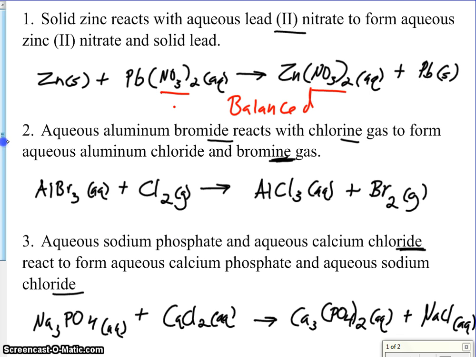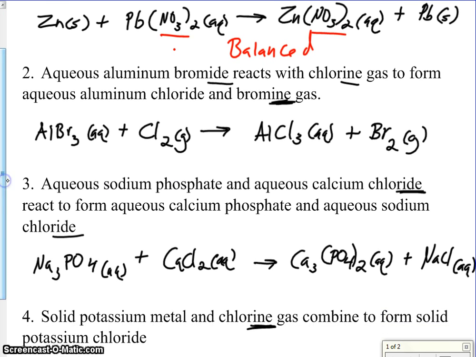Now, looking at the next one. Over here we have 1 aluminum, 1 aluminum. Our aluminums are good, but check out our bromines. Here we have 3 bromines, here we have 2 bromines. That's not okay. We've got to fix that. But I can't go in here and change my subscripts. The subscripts are set due to the compounds they're making.